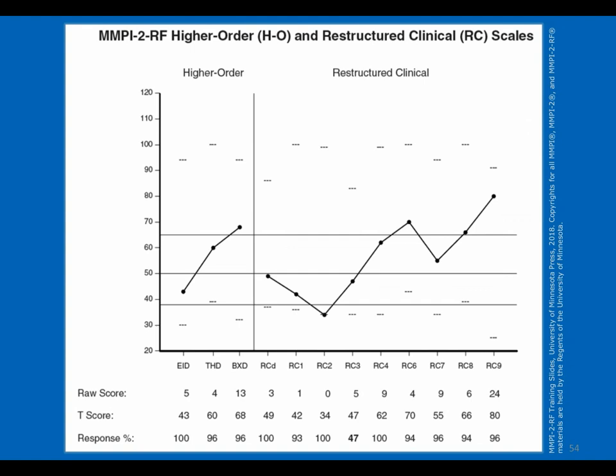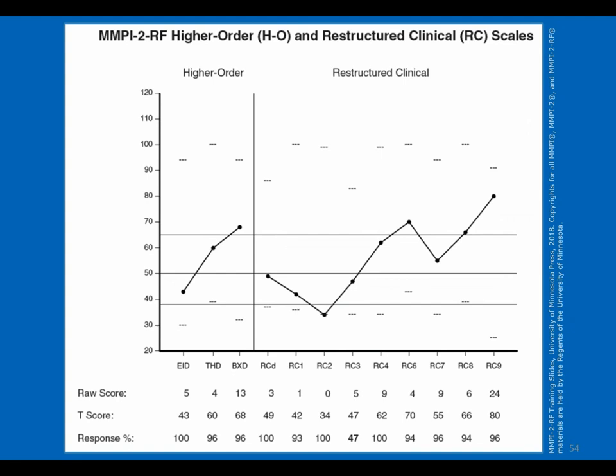Here we have an example of a profile's higher order and restructured clinical scale scores from a test taker. Now, where are we going to start in our interpretation of the MMPI-2-RF scales for this individual? We're going to begin with BXD, Behavioral Externalizing Dysfunction, because that is the only higher order scale that is elevated, and we always begin by interpreting the higher order scales.